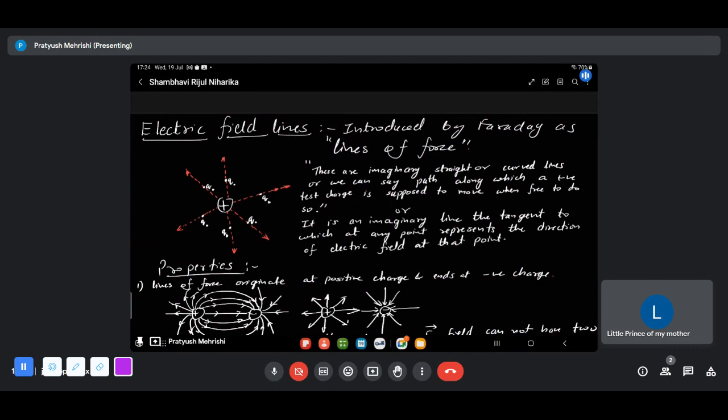Or we can define them as an imaginary line, the tangent to which at any point represents the direction of electric field at that point.